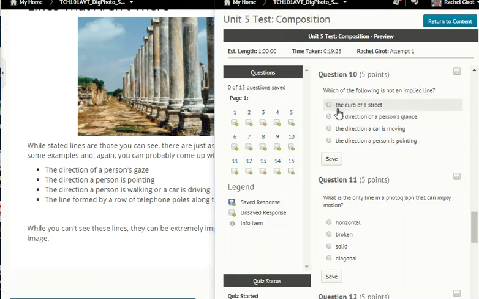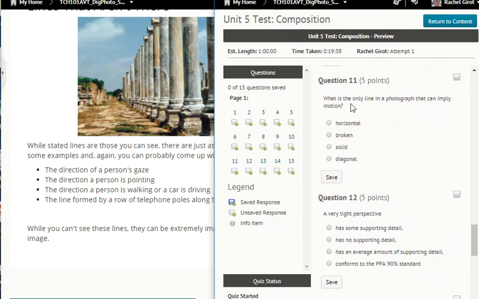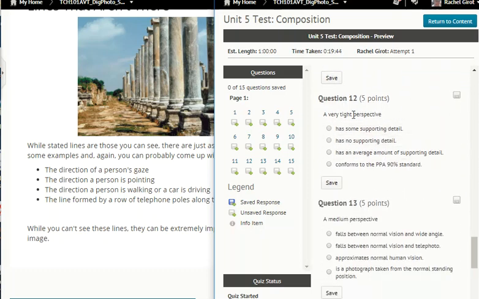Would a stated line be the curb of a street? Yes. The direction of a person's glance? No, that's implied. The direction of a car moving? No, that's implied. The direction a person's pointing? No, that's implied. Alrighty. Number 11, what is the only line in a photograph that can imply motion? Diagonal. Number 12, a very tight perspective has some supporting detail, has no supporting detail, has an average amount of supporting detail, or conforms to the PPA 90% standard.